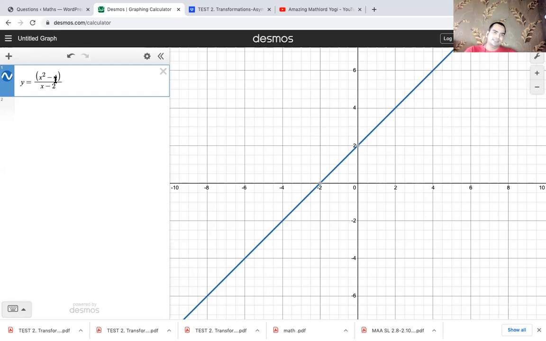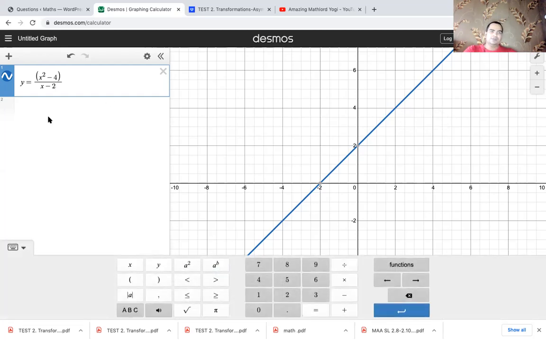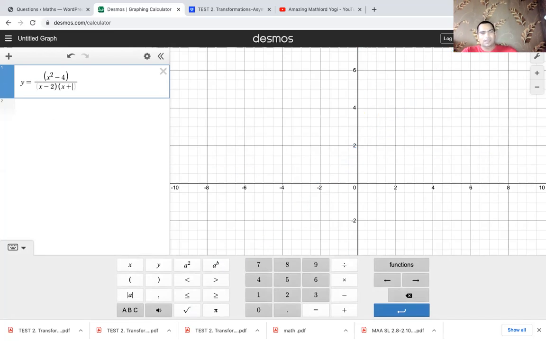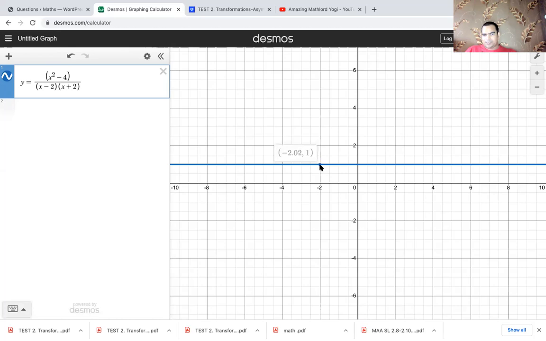If I had taken x minus 2 and also x plus 2, at that point you will notice there are holes at 2 points, at negative 2 as well as positive 2. When I go to negative 2, you'll see it is undefined, and even at positive 2 it is undefined. So it's not an ordinary y equals 1 line then. That's where the concept of a hole becomes really important. And when there's a hole, you say that the graph is defined for all real numbers apart from the hole points. So that's how you tackle the concept of a hole.